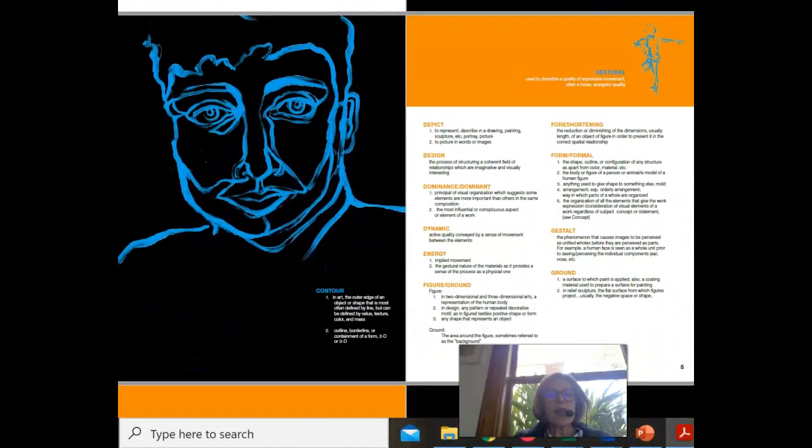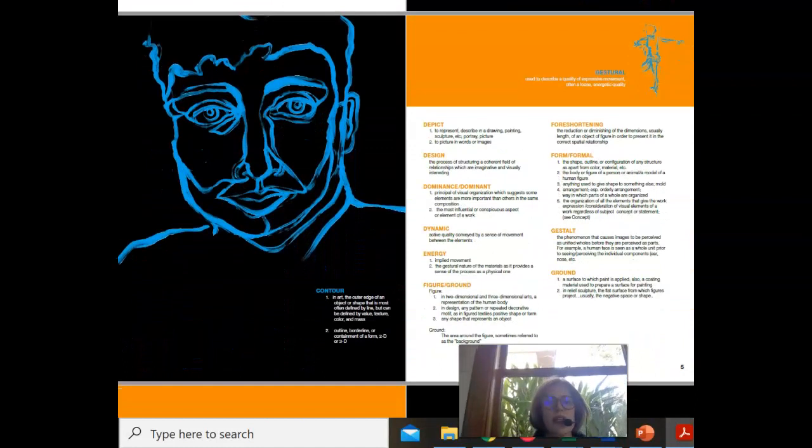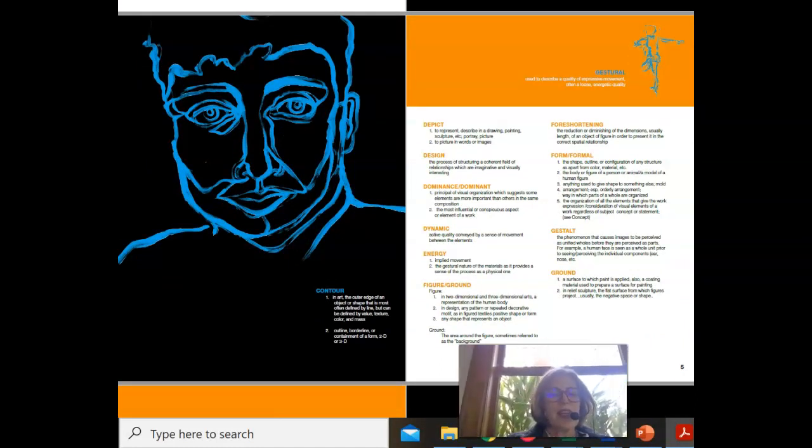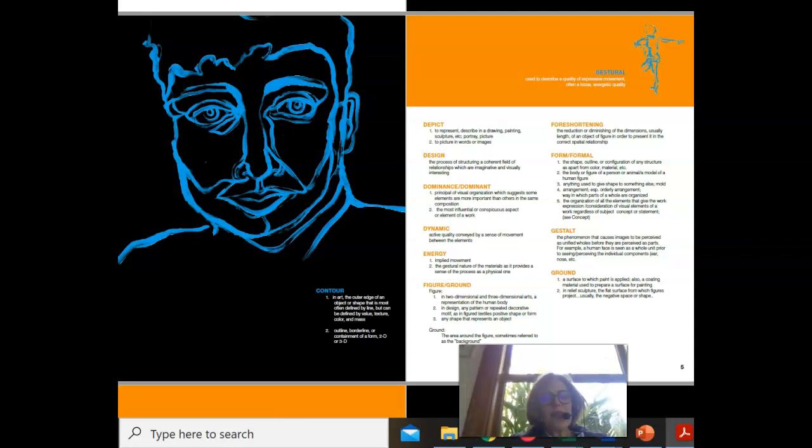Keep going. We can see here some of the most interesting words are actually in these little pictures that we see here on the left. The term contour, right? Contour. In art, the outer edge of an object or shape that is most often defined by line, but can be defined by value, texture, color, and mass. And of course, we can see that contour line around the exterior. In 2D or 3D form, this can also mean an outline or the containment of a form.